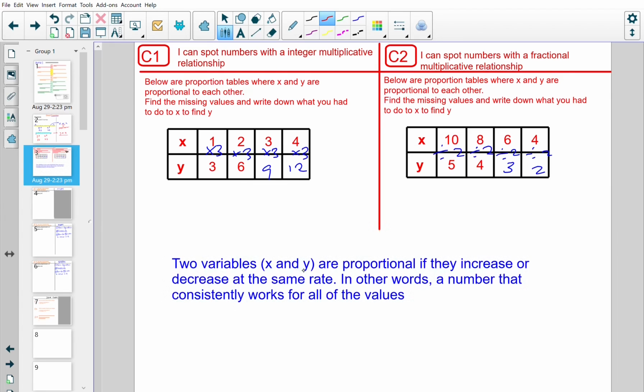So we could summarize this as follows. Two variables, in this case X and Y, are proportional to each other if they increase or decrease at the same rate. What do I mean by this? This number here, if it's constant throughout, then X and Y in this case are proportional. Similarly, in the example on the right hand side, this number here is the same throughout. Therefore, again X and Y are proportional.